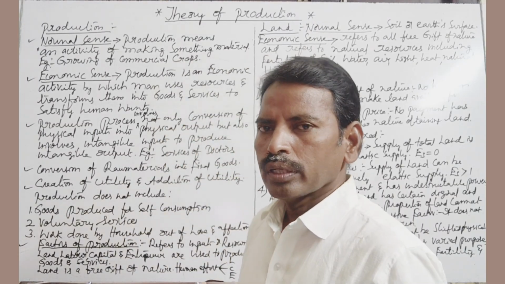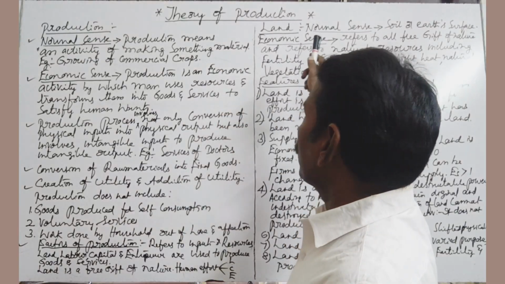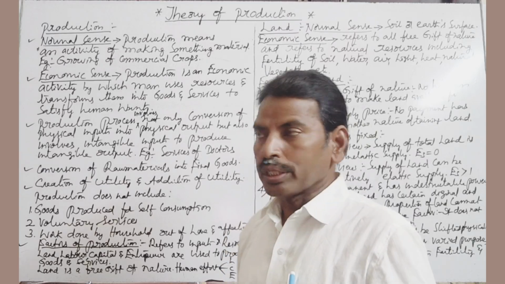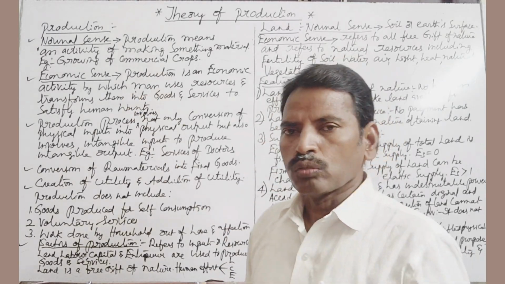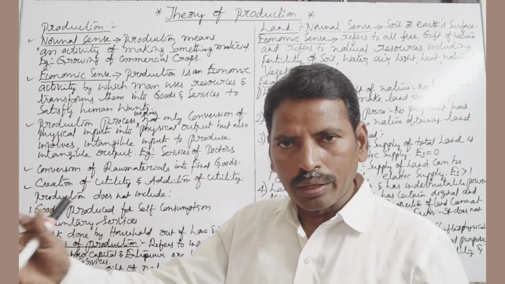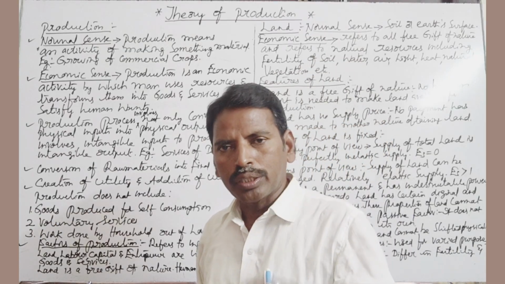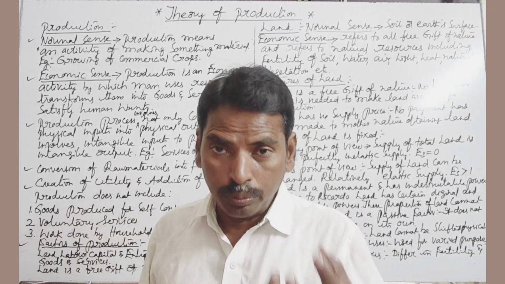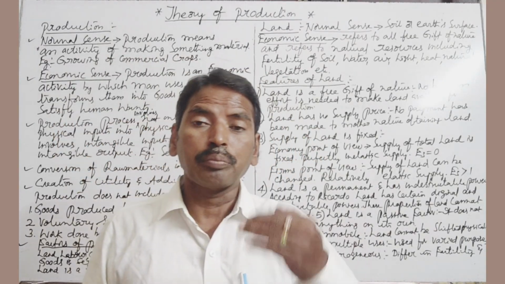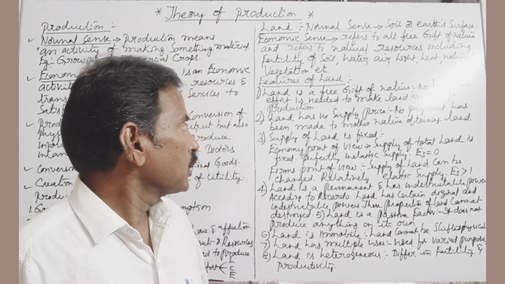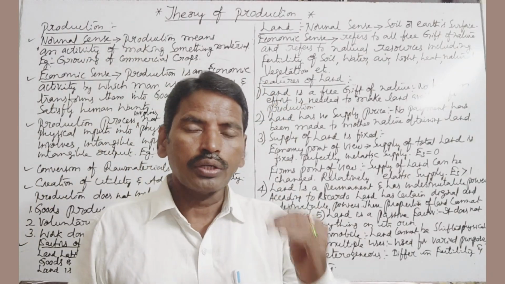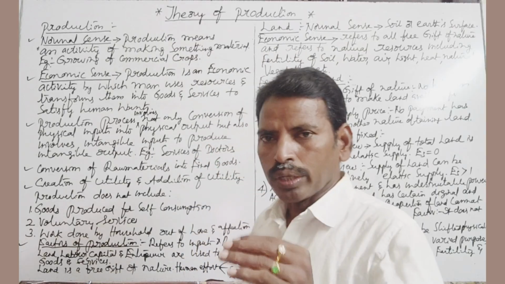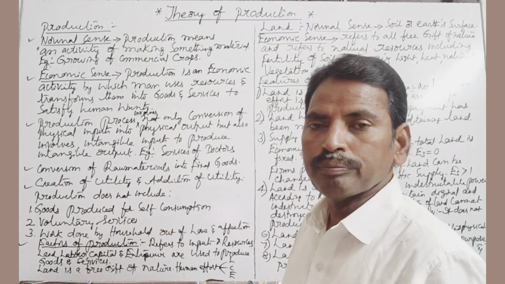In this video, I am going to explain theory of production. What is the meaning of production in a normal sense? What is the meaning of production in an economic sense? What are the factors of production? What are the prices of factors of production? And what is land? What are the characteristic features of land? These are the points I am going to explain in this video.